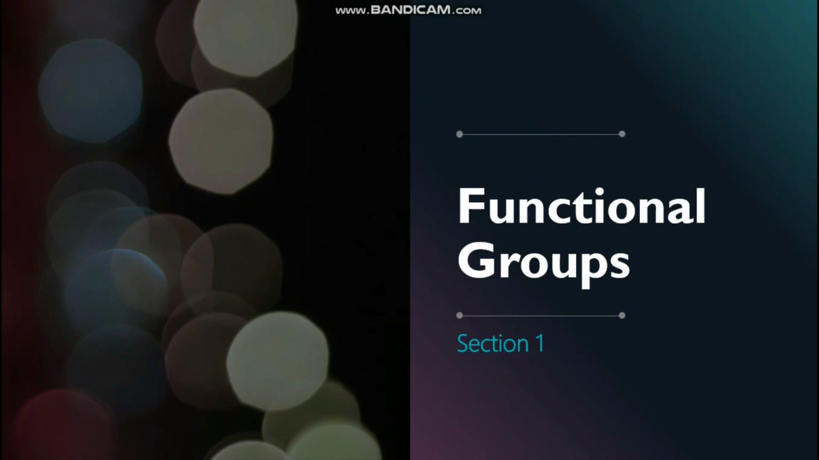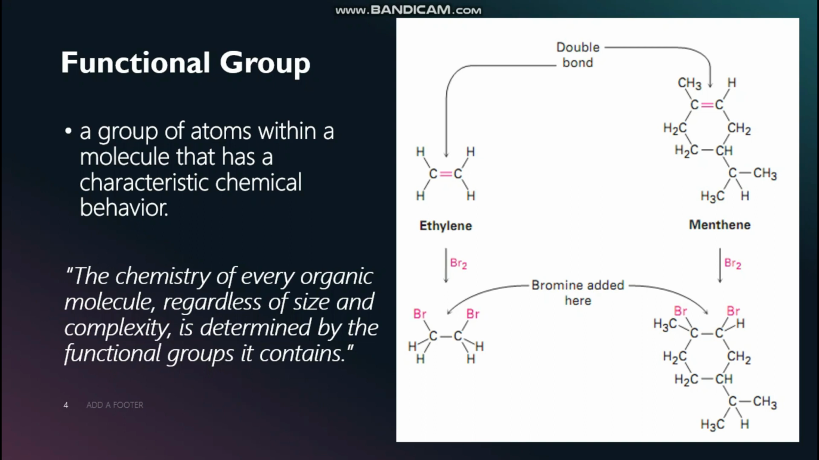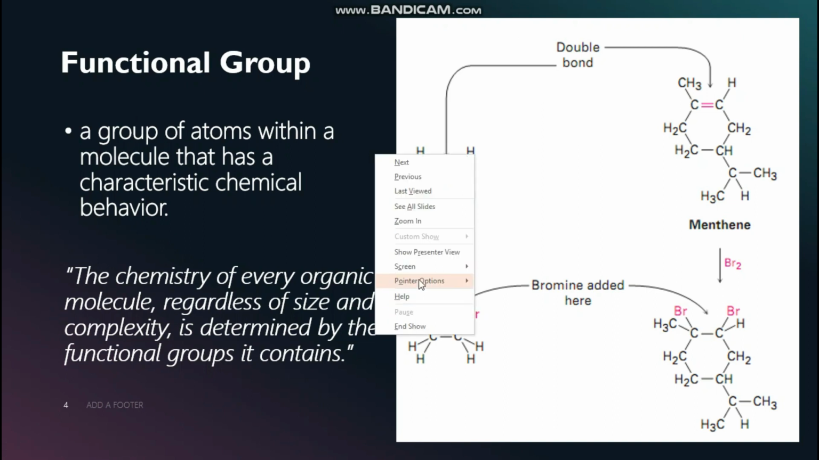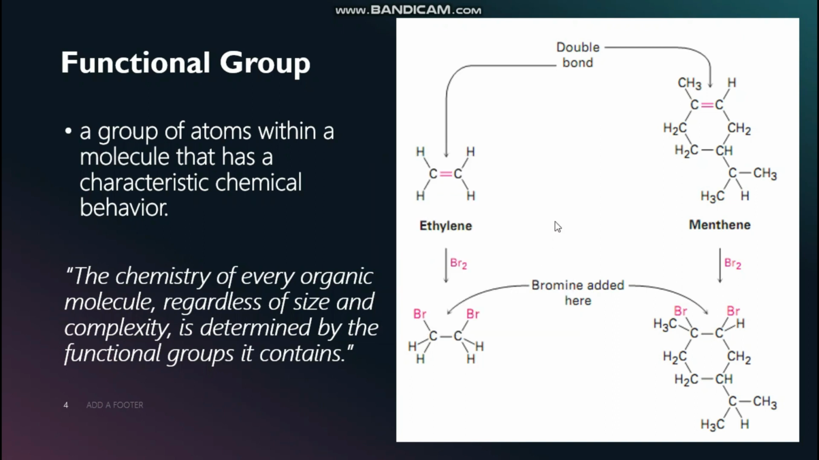Now, we have different functional groups. So, the structural features that make it possible to classify compounds into families are called functional groups. So, a functional group is a group of atoms within a molecule that has a characteristic chemical behavior. So we have here ethylene, and the functional group of ethylene is the double bond.